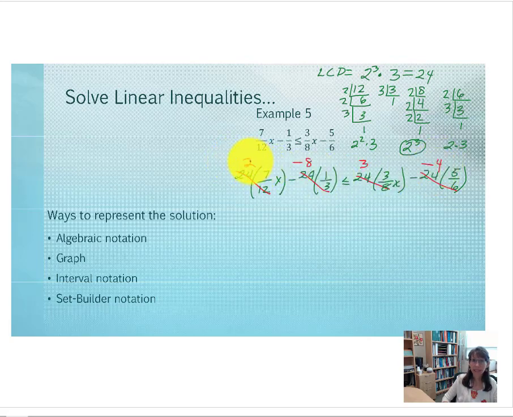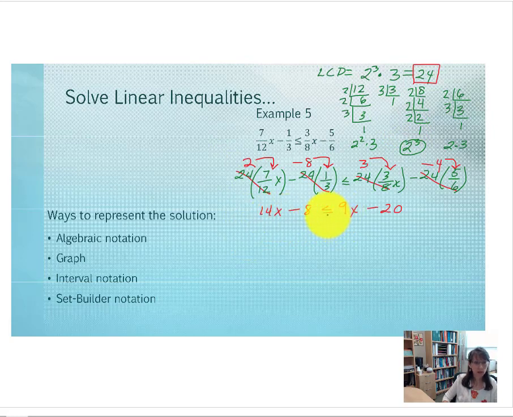So now I can clearly see in red what needs to be distributed. 2 times 7x would be 14x. Negative 8 times 1 is negative 8, less or equal. 3 times 3x would be 9x. And finally, negative 4 times 5 would make negative 20. So we do not have any fractions remaining. That's good news. It means we did use the correct lowest common denominator to help us eliminate our fractions.